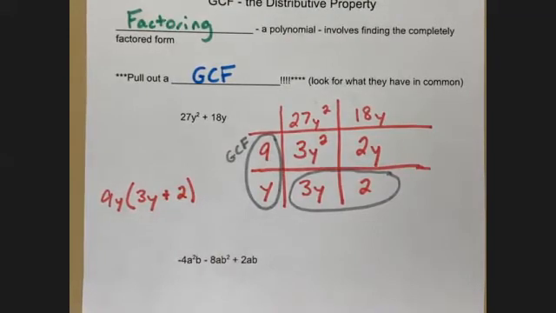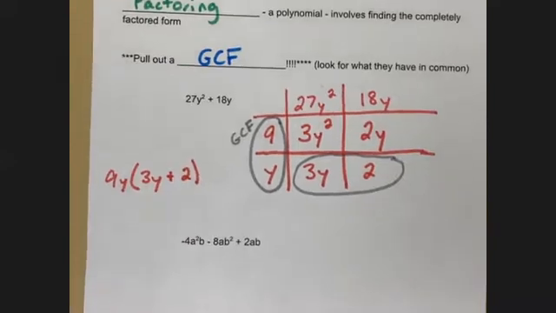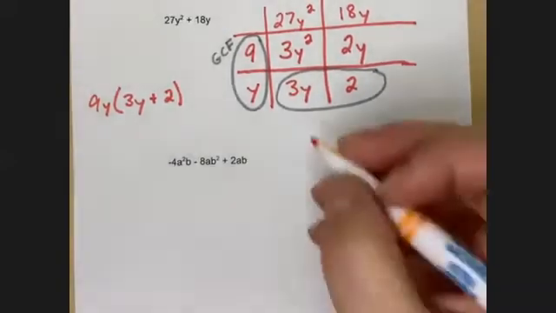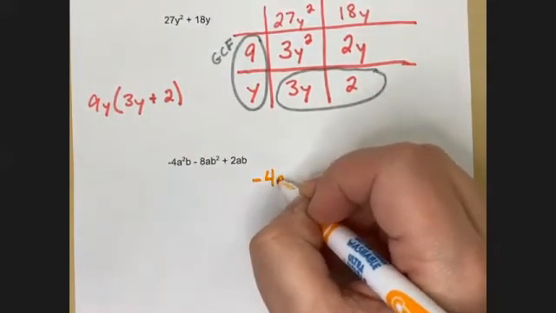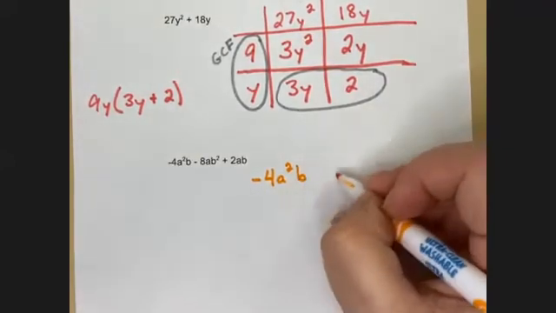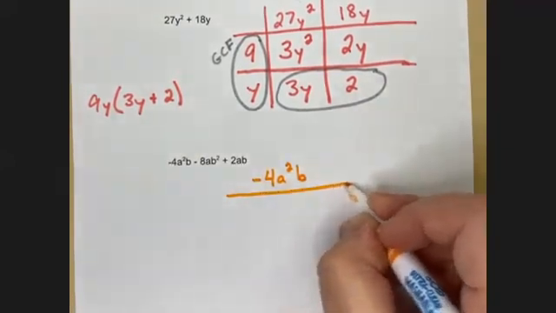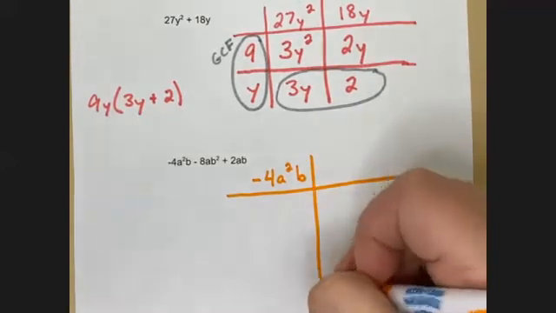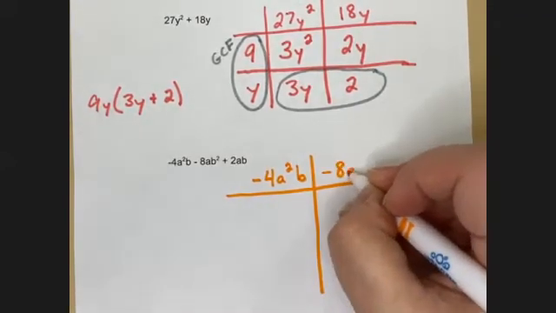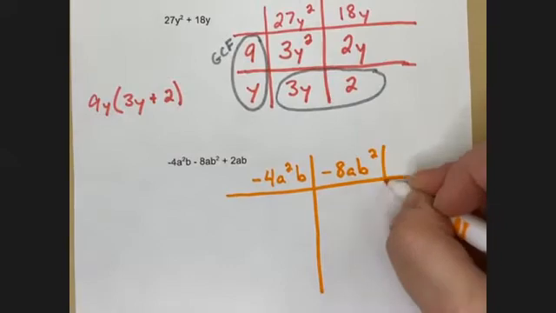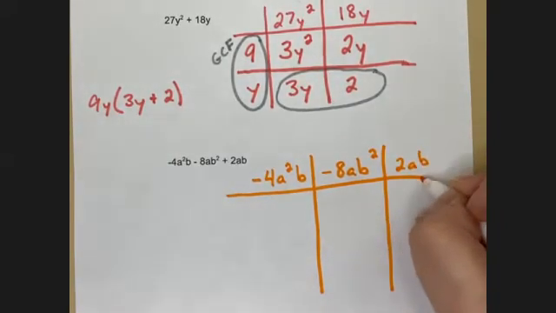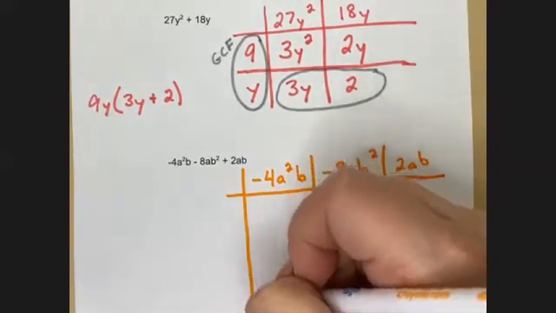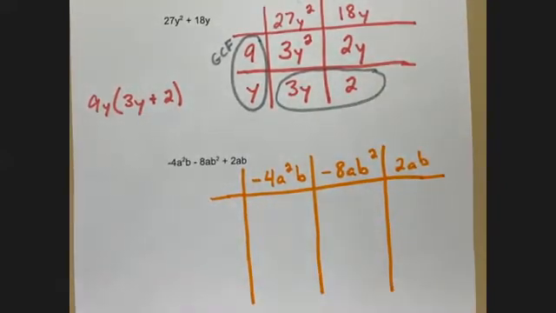And voila, I'm done. All right, now let's look at one that's a little more complicated. So I have this. Once again, I'm going to go ahead and make my tic-tac-toe thing. So I have negative 4a squared b, negative 8ab squared, and then 2ab. All right, so here's my tic-tac-toe.